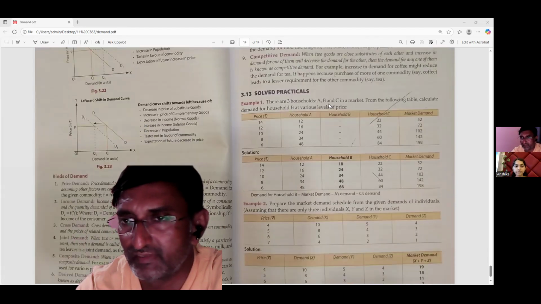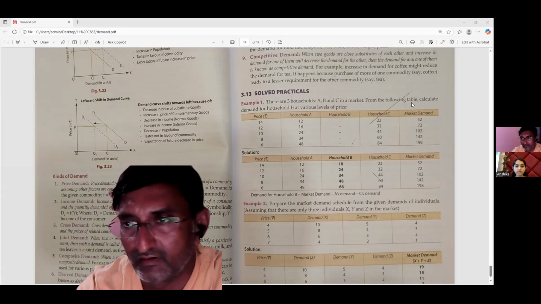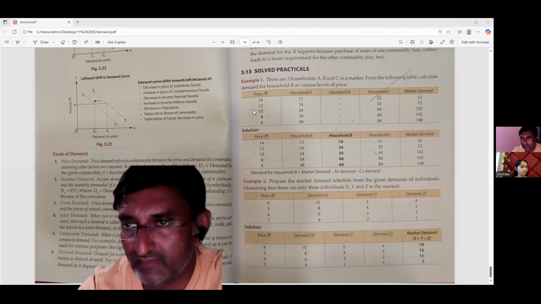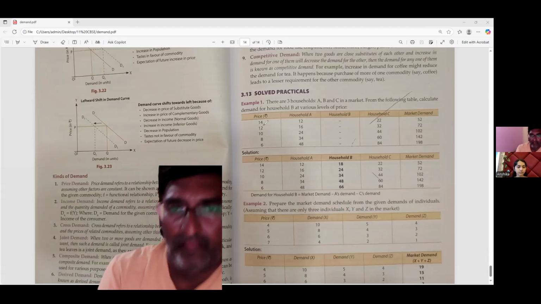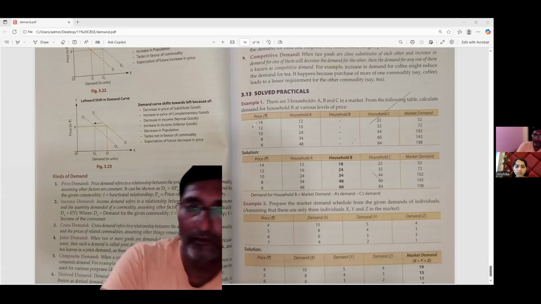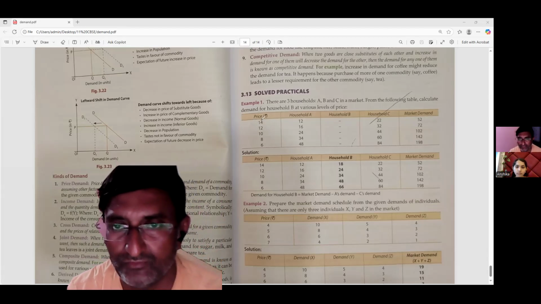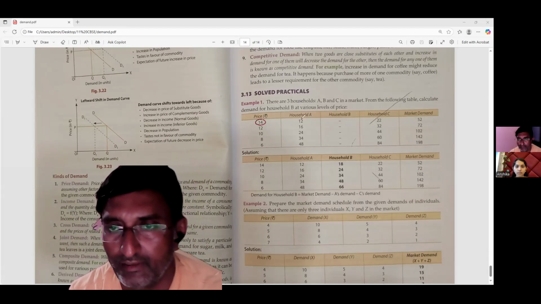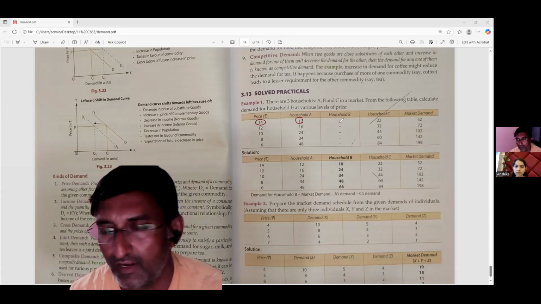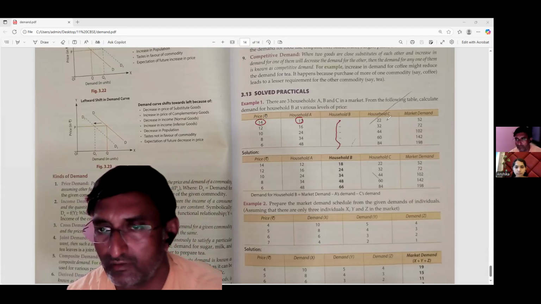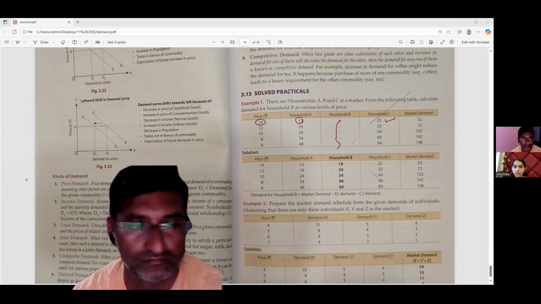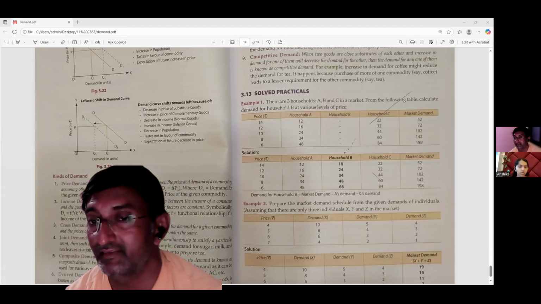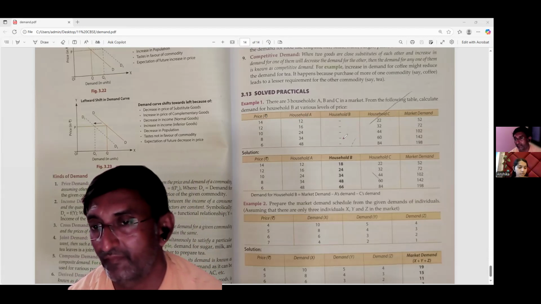There are three households A, B, C in a market. From the following table given below, calculate demand for household B at various levels. So now let's see how it works. When the price was 14, household A bought 12 units, household B never bought anything, but household C used 22 units. So total market demand comes to how much? 52. See, this is your example.